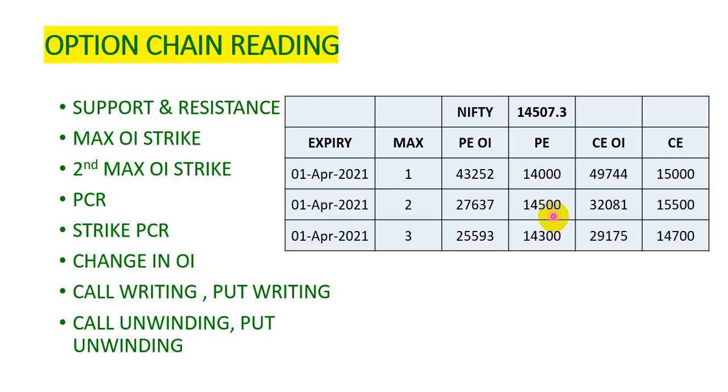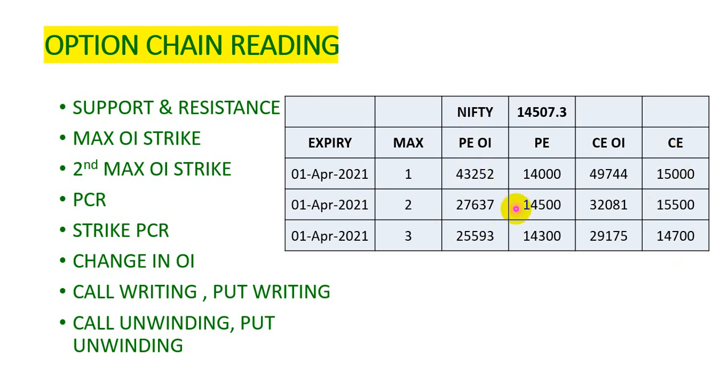Similarly, on the call option side, if you see, 15,000, 15,500, 14,700. Ideally 15,500 should be the highest, but if you see 32 and 49, how much is the difference? 17,000 extra. So they are feeling more confident that price will not cross 15,000. So they have written 50,000 contracts at the 15,000 strike price.